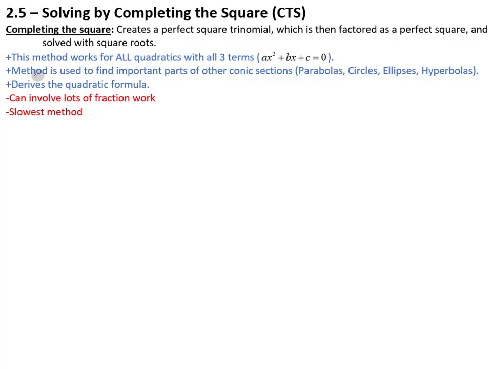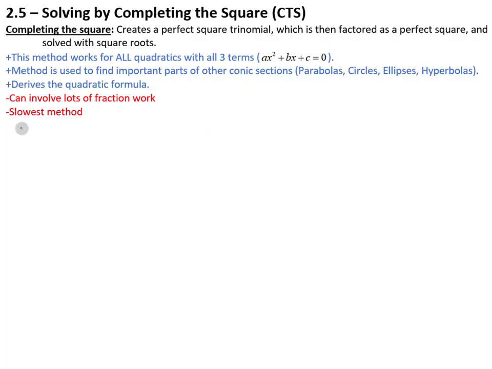So we'll see that as one of our negatives. Okay, another positive though is it is used to find important parts of all conic sections. So parabolas, circles, ellipses, hyperbolas. If you want to know why it's called conic sections, you can look that up, but that's not part of our lesson today. Another positive is this is where the quadratic formula comes from, this process using ax squared plus bx plus c equals 0 and doing all of the steps we're going to learn today.